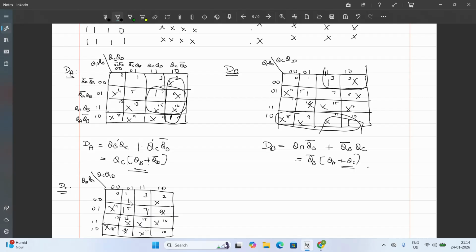So here you have three ones: here, this, and this. So you can cover these two ones with the quad here. You can cover this one with the quad here. Okay, so your answer for DC will be QC bar QD, that is this one, plus QA bar QB. Okay, coming to the last one.